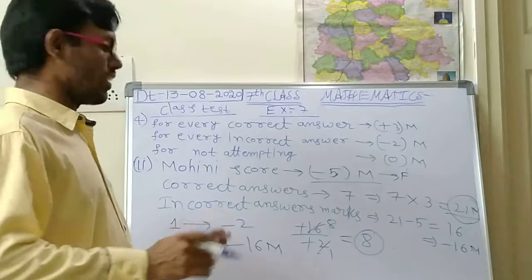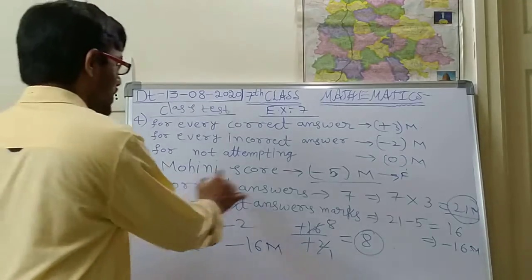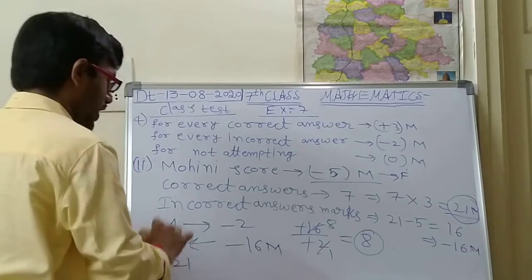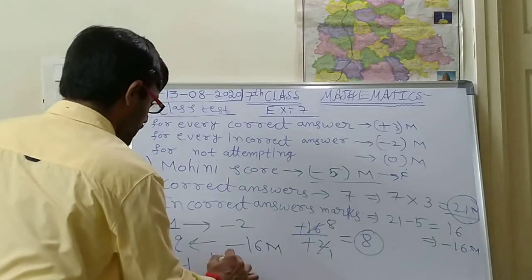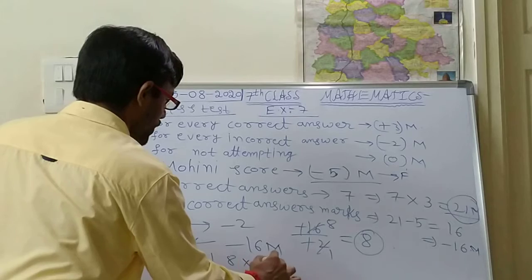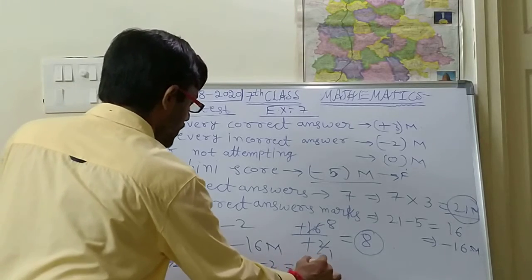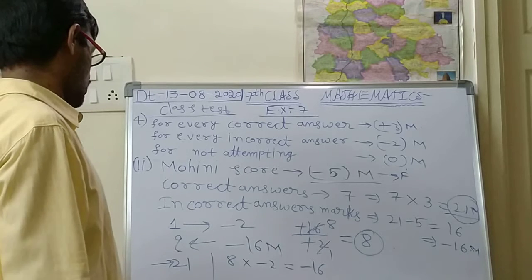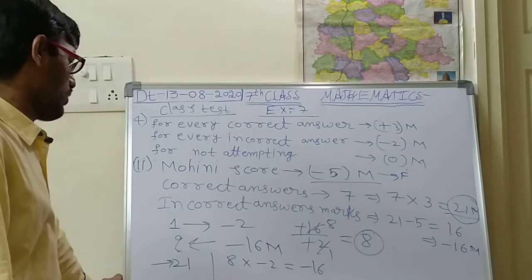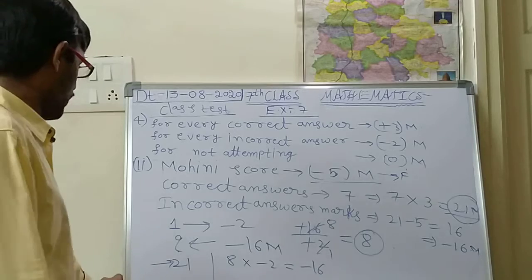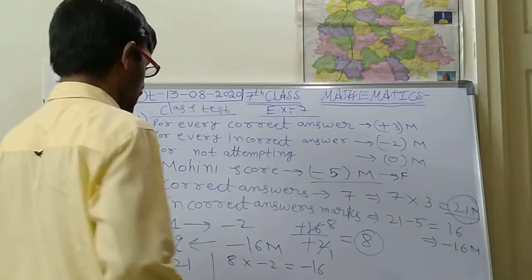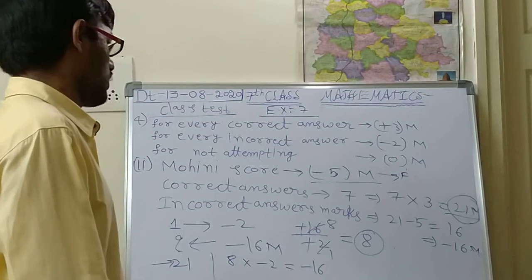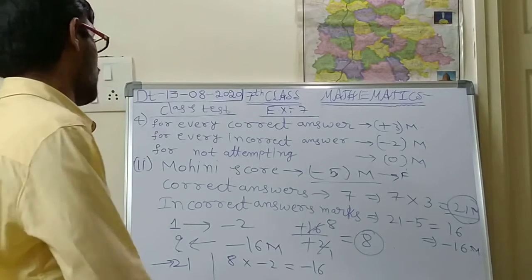Now we shall check. 7 correct answers give 21. 21 is for the correct answers. So 8 incorrect answers, 8 into minus 2, that is minus 16. So 21 minus 16 is 5. Minus 5.